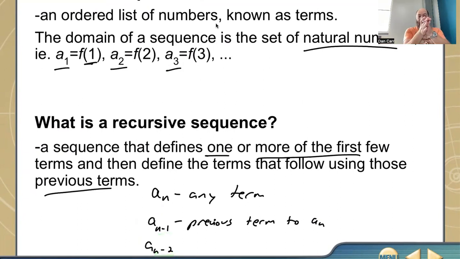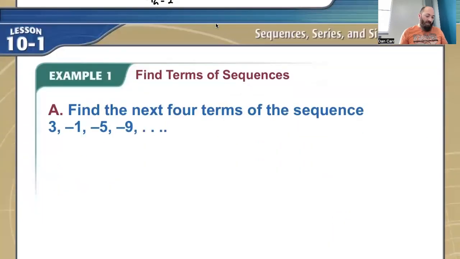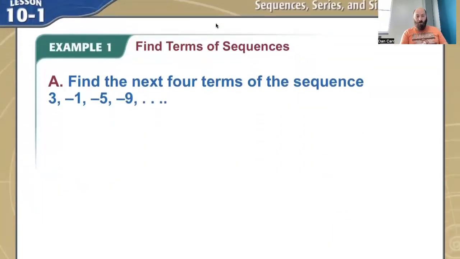Whatever this a sub n is, the one right before it is a sub n minus 1. If I want to go above it, I go a sub n plus 1. I could say that as well, but usually with a recursive sequence, we refer to the previous terms. So we have a handful of examples that are pretty straightforward here.